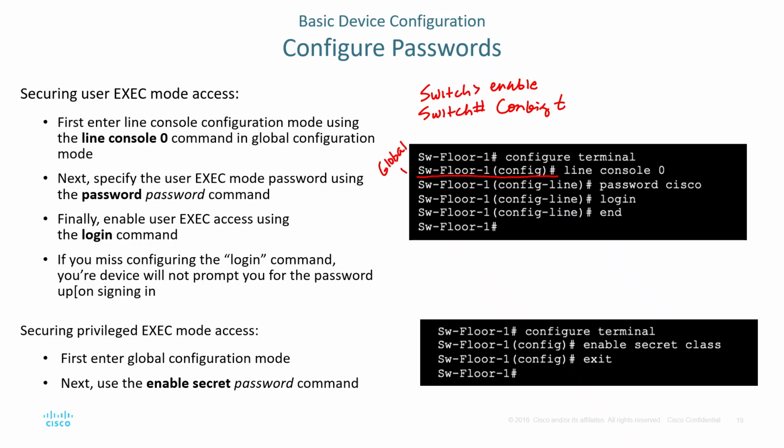From global, I identify the line I want to get into. In this example, line con 0. Now, con 0 is your console line. This is how you physically get into that device. Password is my command. Cisco is my argument. Okay? So password is my command. Cisco is my argument.